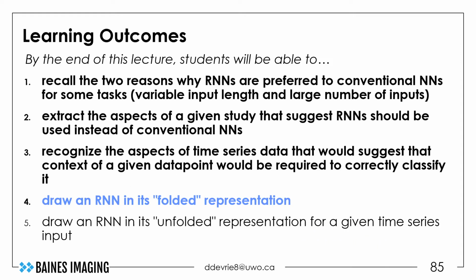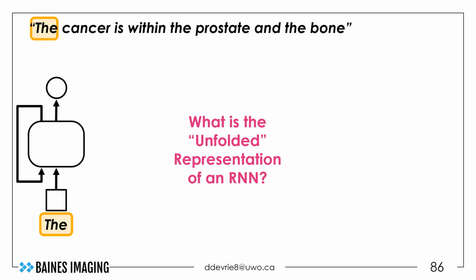So just quickly going back to our learning outcomes, so we can see where we are in accomplishing them. We've hit learning outcomes 1 to 3 already, and just now we've learned, through the process of developing a recurrent neural network, how to show it in what's called its folded representation. But in learning outcome number 5, we want to learn what this unfolded representation is. To learn how to represent the unfolded representation of a neural network, we'll go back to our example where we had the sentence, the cancers within the prostate and the bone.